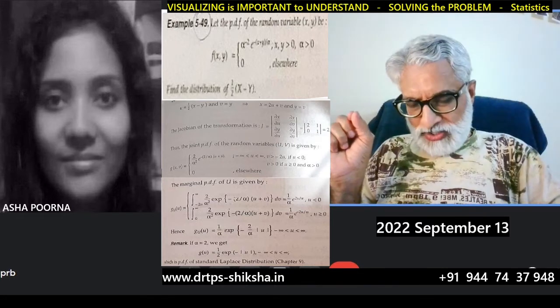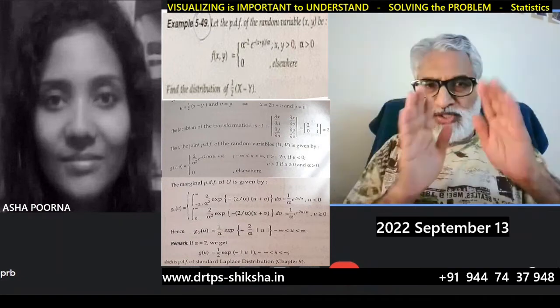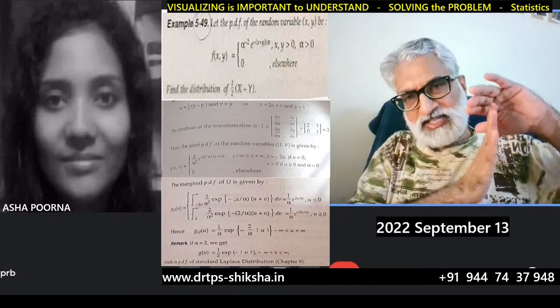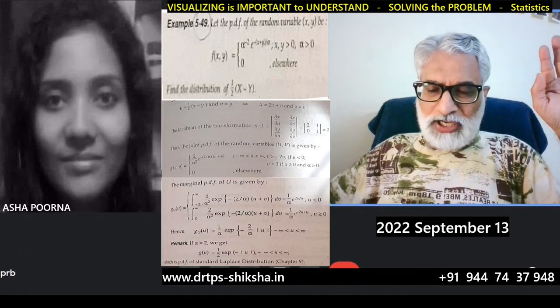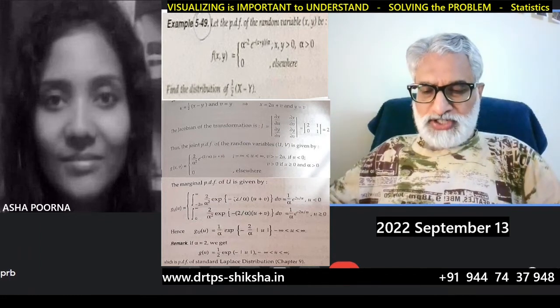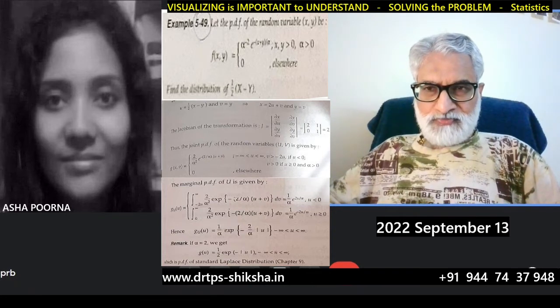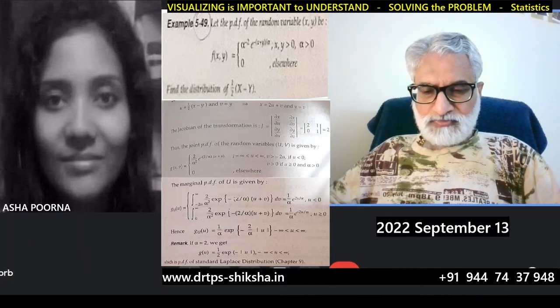Your parameter which was x and y, which was only in the first quadrant, which says x and y greater than 0, now u becomes minus infinity to infinity. Okay, minus infinity. U changes from.